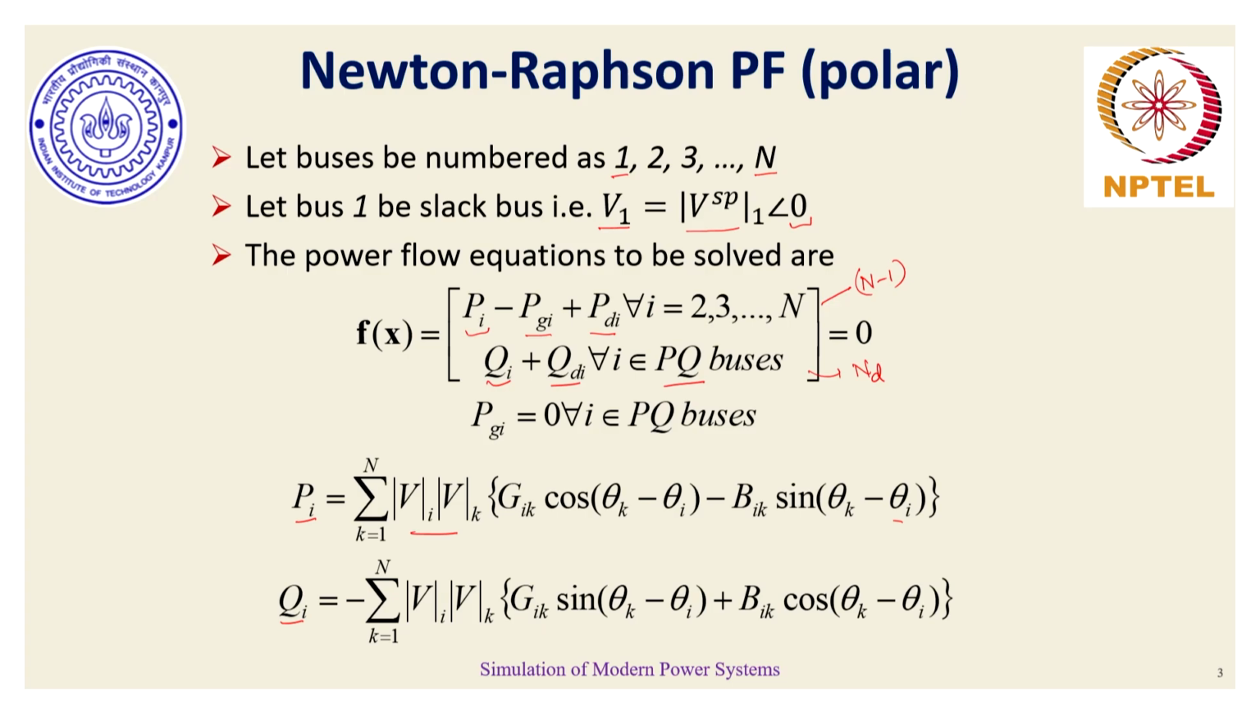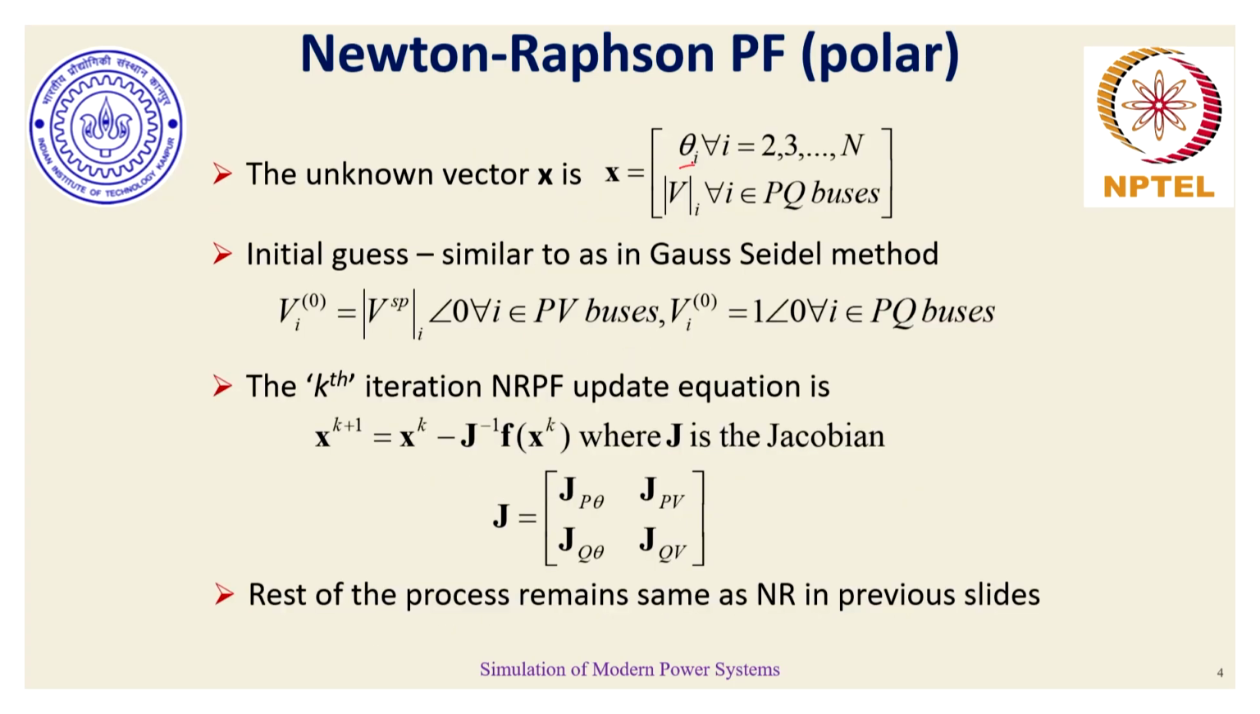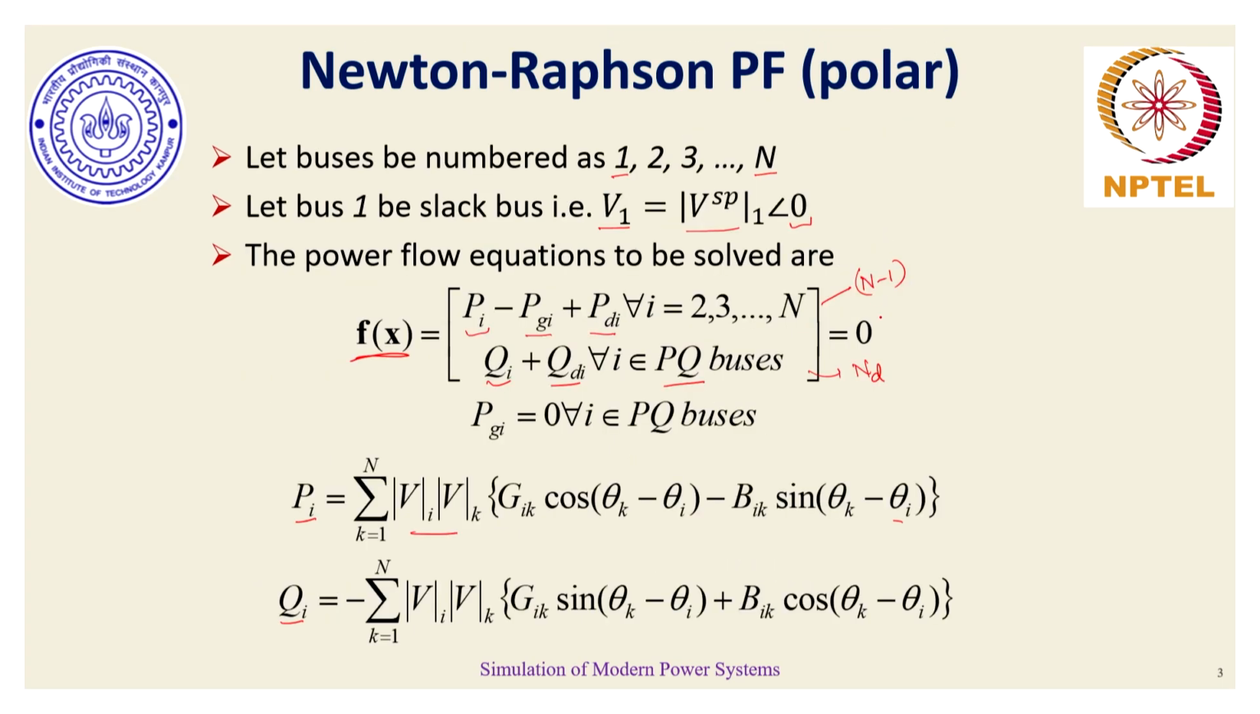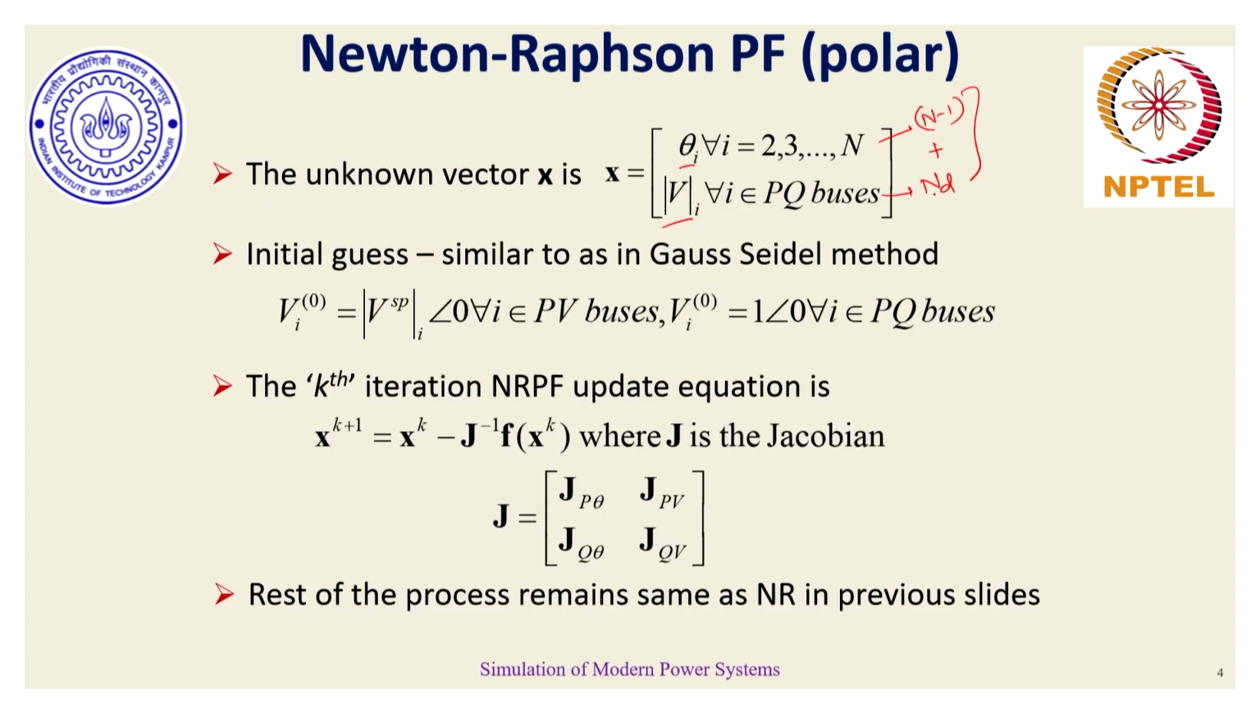If this is my f of x, which is a multi-function, multi-polynomial function, the corresponding x are the remaining voltage phase angles, which are n-1 in number, and the associated nd voltage magnitudes. If we check the number of unknowns and the number of equations available, they are mathematically consistent with each other.